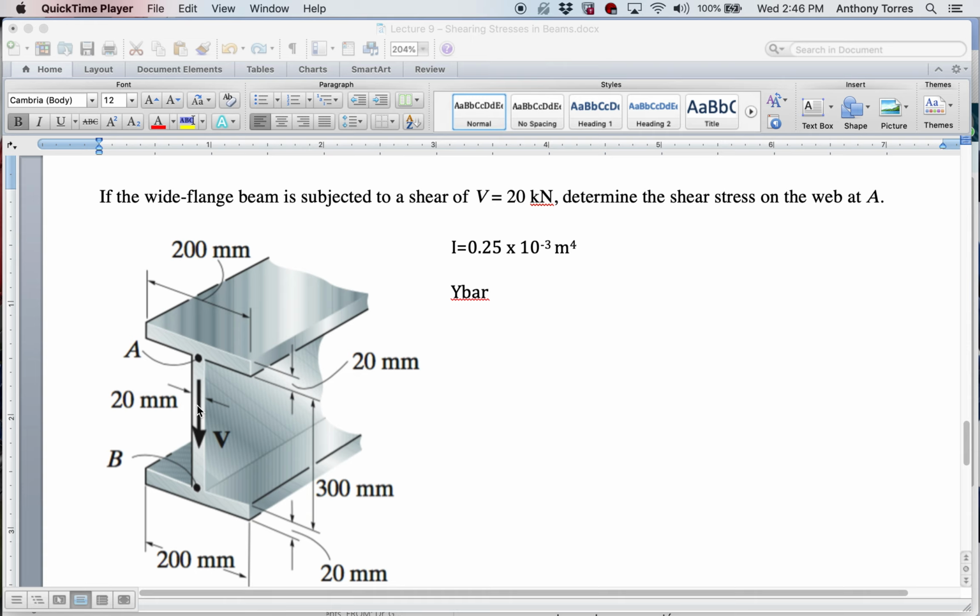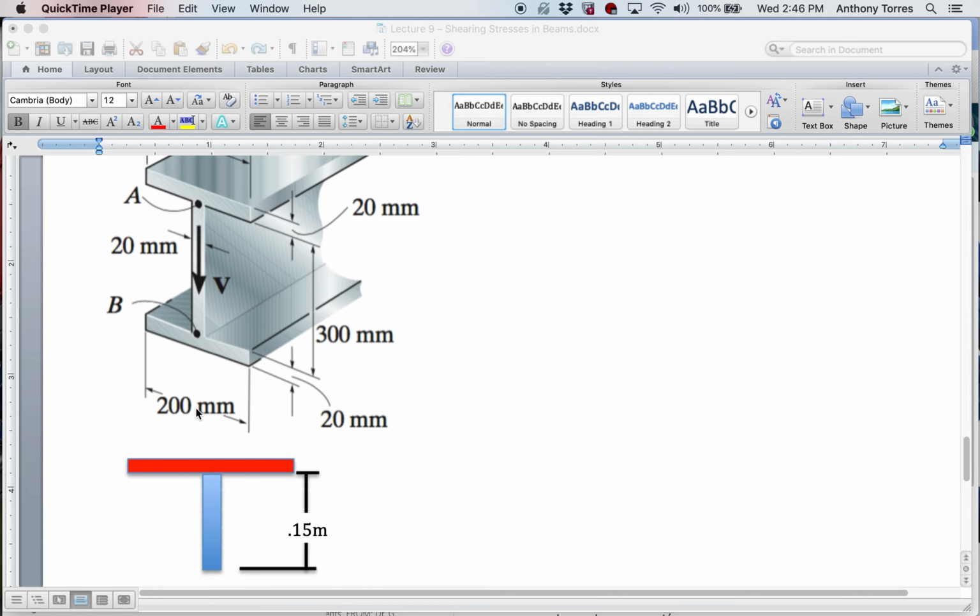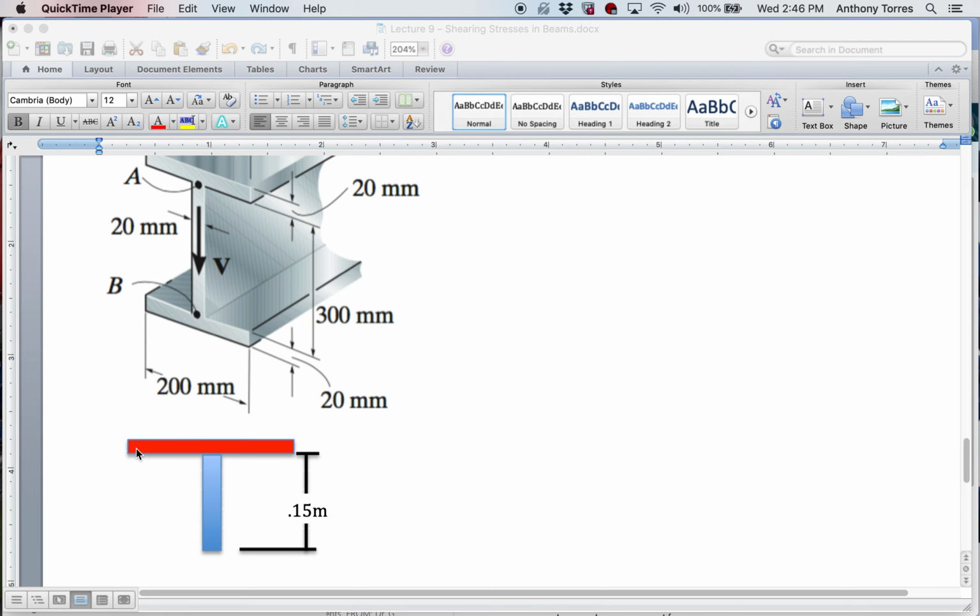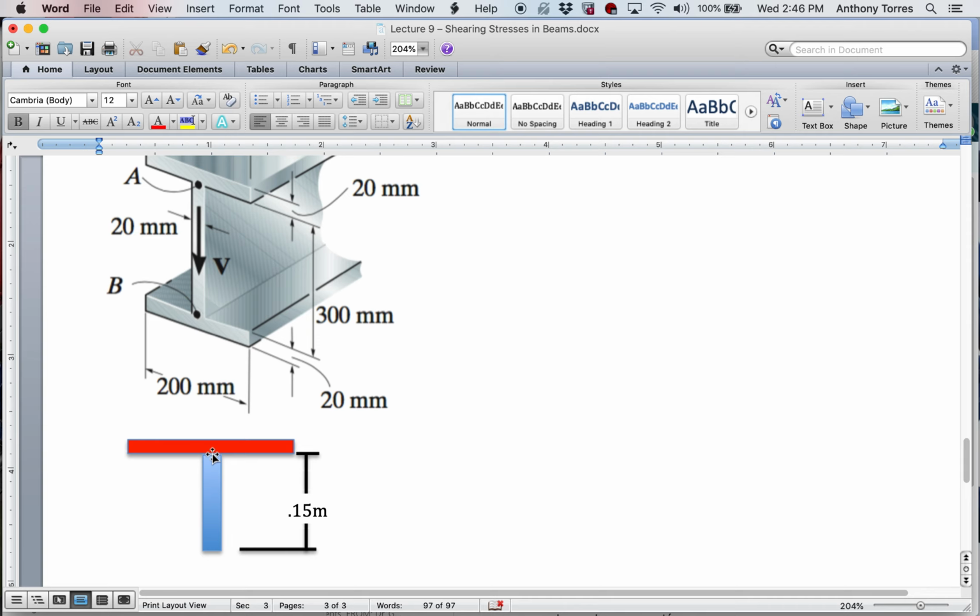This, in my opinion, actually makes it easier. So I've drawn basically what is going to happen. We want to know at this point right there. So we could choose the bottom or the top. Choosing the top makes it way easier. That's why I highlighted it in red.